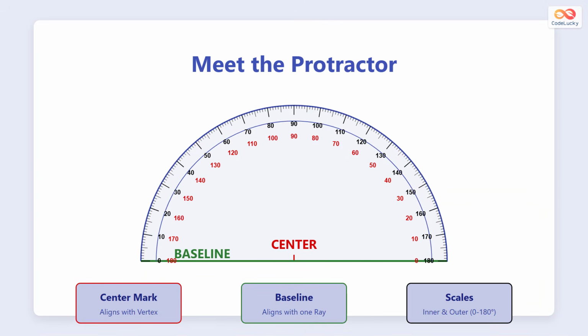This is a protractor. It is the tool we use to measure angles. Notice the center mark at the bottom. This is very important. There is also a baseline, which is the straight line along the bottom. You will see two scales of numbers, an inner scale and an outer scale. Both go from 0 to 180 degrees.